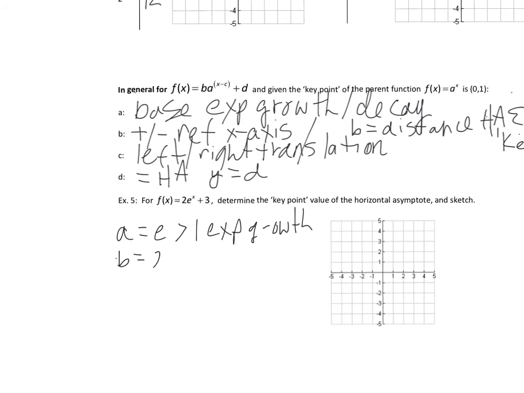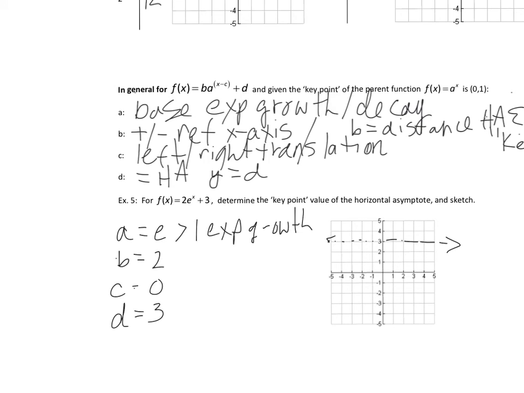B equals 2, so our distance from the asymptote to the key point is 2. C is 0, so no horizontal shift. D equals 3. So we're going to start out with the horizontal asymptote at 3. And then our distance for B is positive 2, so it's 2 from the 3. Is the key point, its distance from the asymptote 3, going to be 2 up or 2 down?